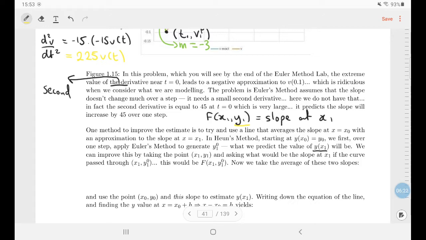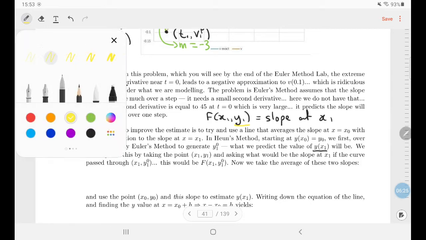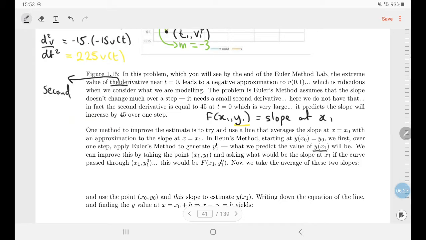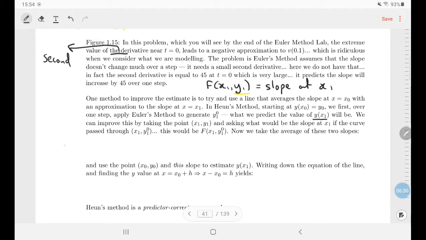So then we take the average of these 2 slopes. Let's write this down. So some kind of m average would be the slope at the initial point. Now, if you just use that, that's Euler's method. So what Heun's method says is use Euler to predict what's happening at x1, and we call that y10. And then take the slope at the previous point and the predicted next point and average them out.